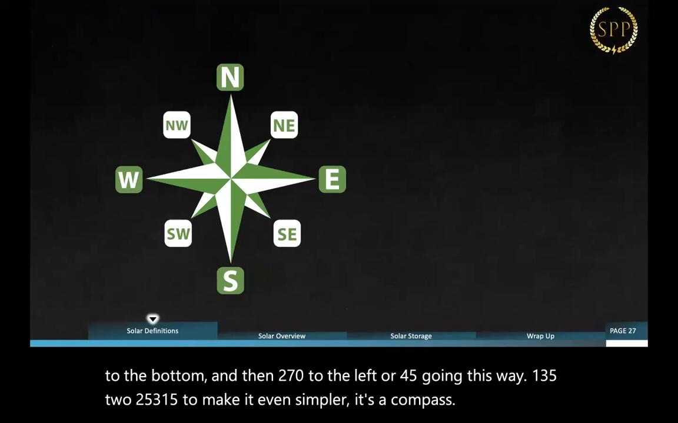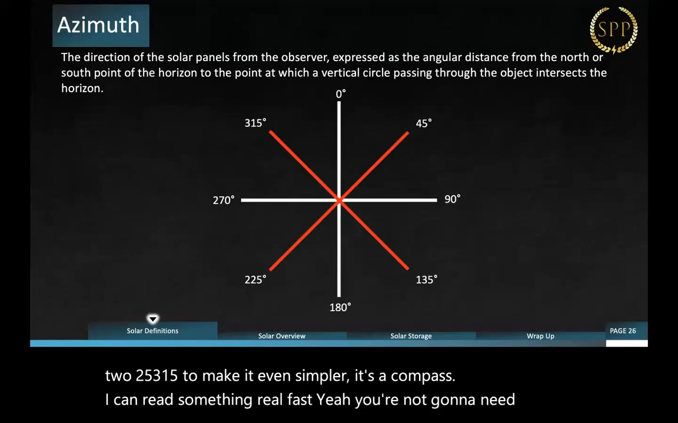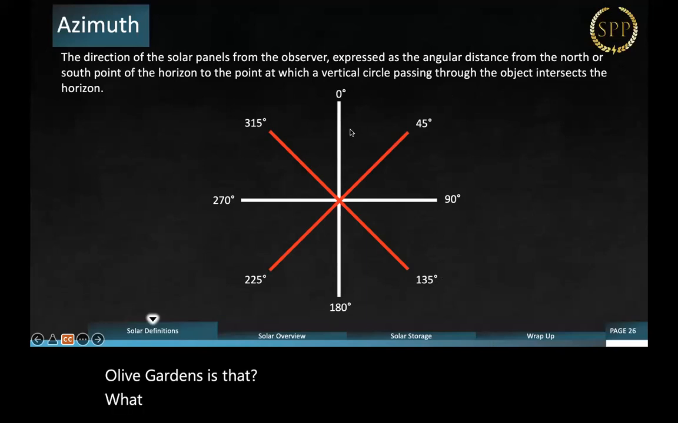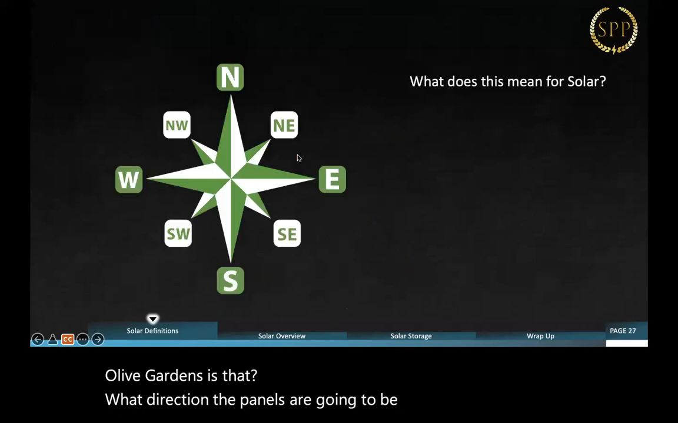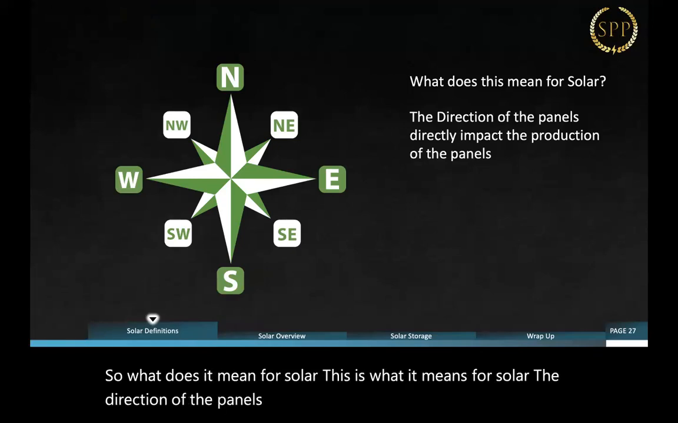You don't mind going back just so I can read something real fast? Yeah, you're not going to need it. I promise you. Azimuth just means what direction the panels are going to be facing. So what does it mean for solar? This is what it means for solar. The direction of the panels directly impacts the production of the panels.